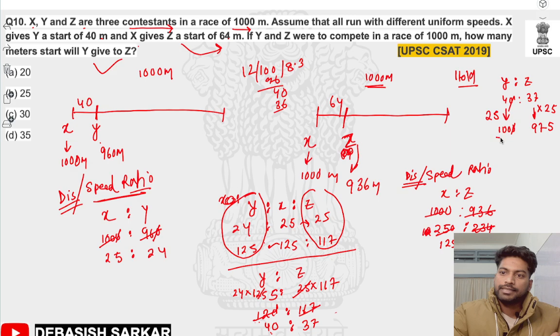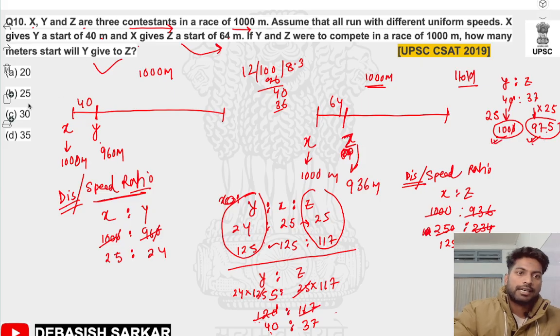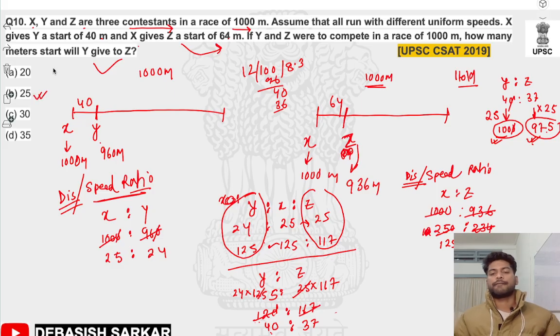Okay, if this person is running 1000 meter, this person will run 975 meter. So definitely आपको 25 meter का start देना होगा. You have to give 25 meter का start, so you guys will reach at the same time. Okay, चलो. So this was kind of थोड़ा सा difficult, I would say, for civil service aspirants, because you guys are focusing on GS and current affairs.